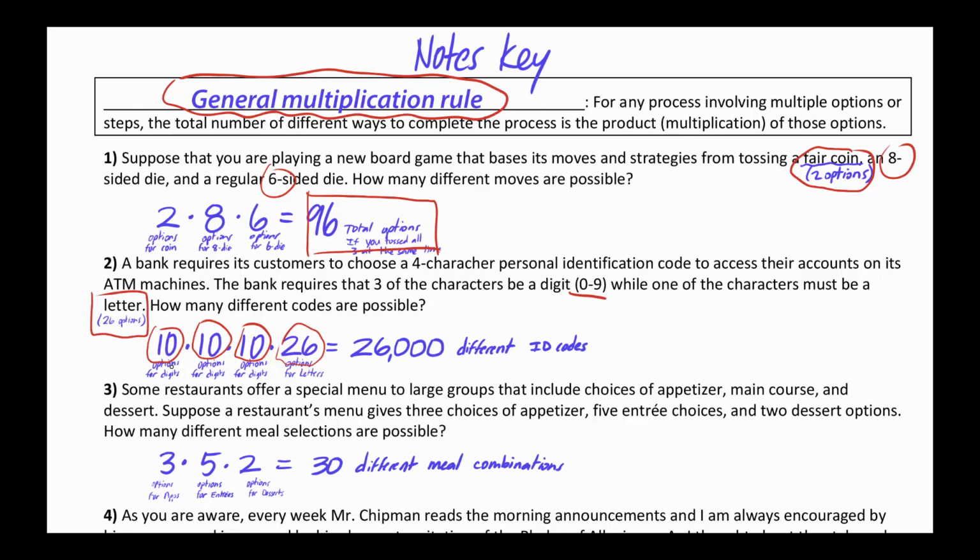It didn't have to go 10 times 10 times 10 times 26. If I wanted the 26 in front or in the middle, I'm still going to get the same answer. That answer is 26,000 different ID codes. So that's actually not bad. You don't want a low number here for different ID codes because that means you're fairly limited. You can't have a lot of people using your ATMs.